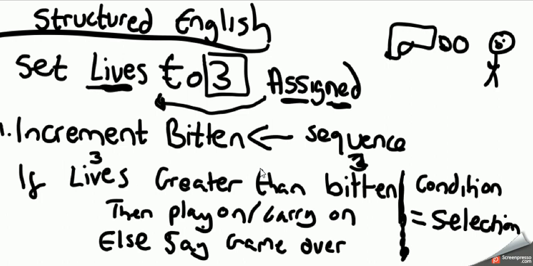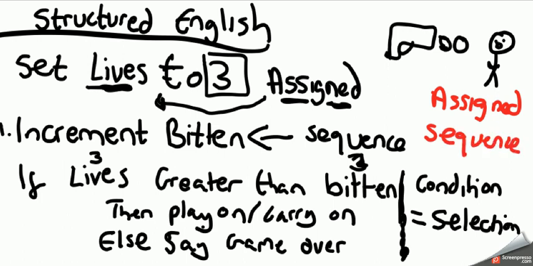So that's our game so far, and this is structured English. We're writing out the code for the game like we're writing a story, so to speak. And we've looked at assign, sequence, and selection.